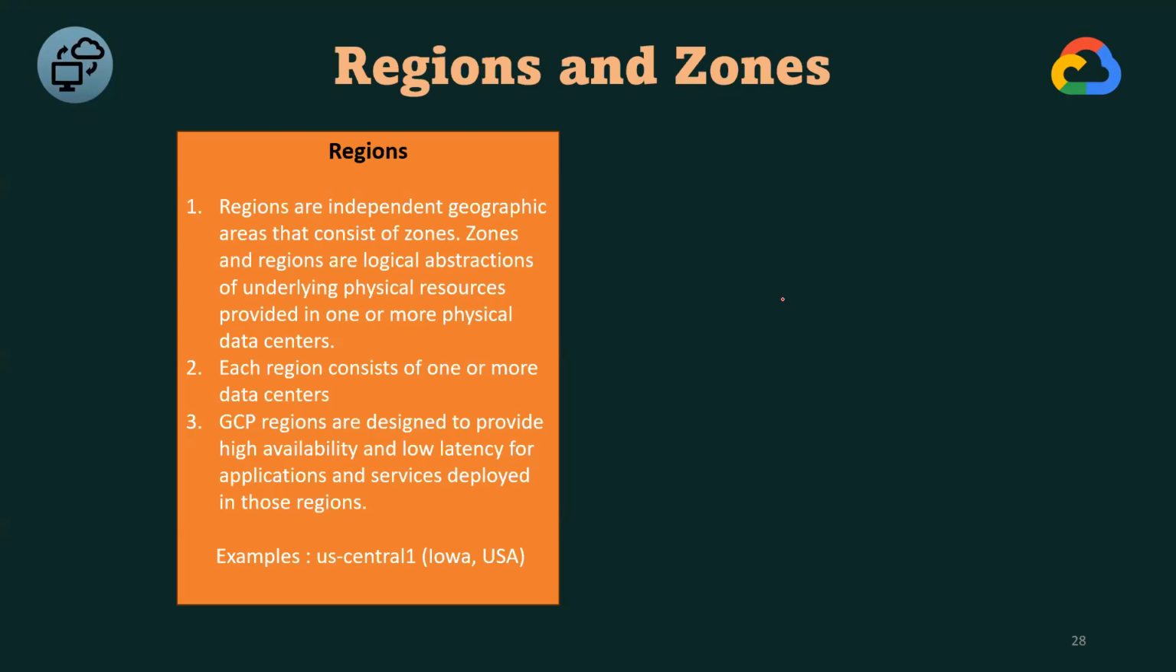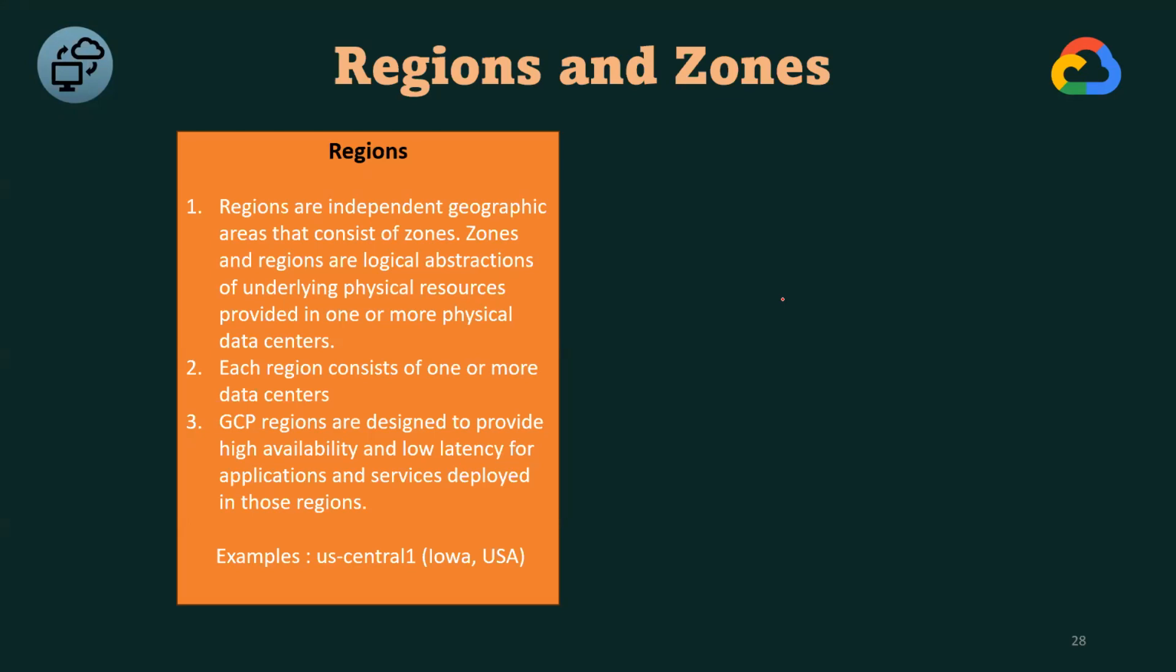Zones and regions are the logical abstraction of underlying physical resources provided in one or more physical data centers. If you ask how these regions and zones are divided, it's based on the logical abstraction of underlying physical resources. So that I will tell you.